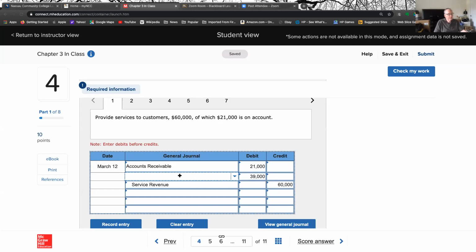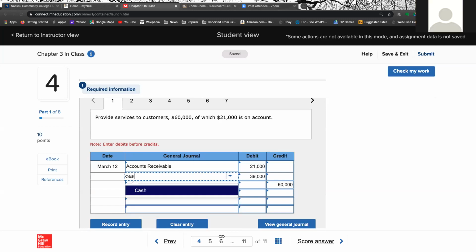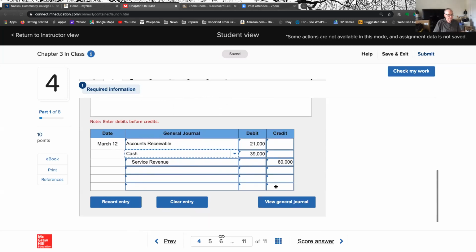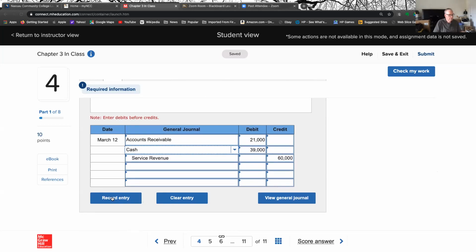What do you think that 39,000 is for? When you provide services to customers, you can either do it on account or for what? What's your favorite word? Cash. See, I got a fast answer there, right? So debit accounts receivable for 21, debit cash for 39, credit service revenue for 60,000. Let's record that.